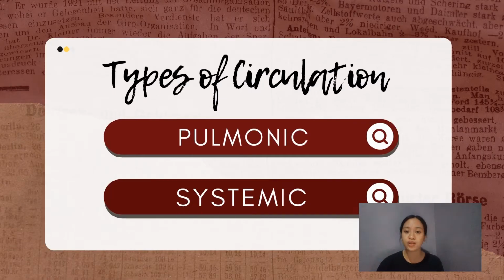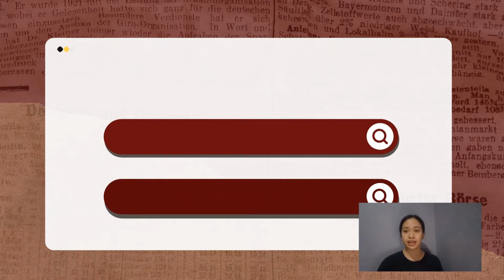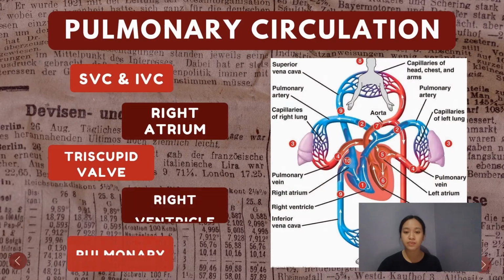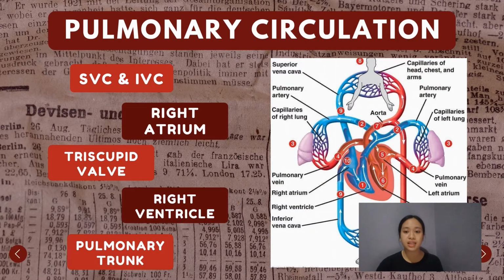As we all know, there are two types of circulation, namely pulmonary and systemic, which I will explain in the next slides. In this illustration, we can see that pulmonary circulation begins at the right ventricle and systemic circulation begins at the left ventricle. So in this slide, I'm going to explain the flow of pulmonary circulation.